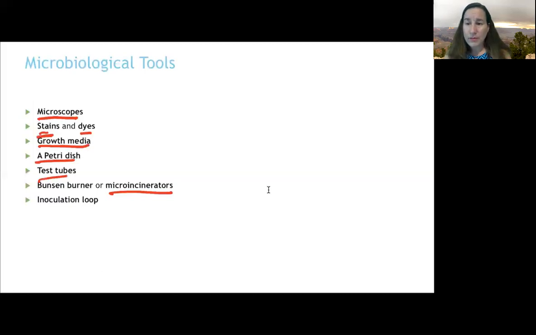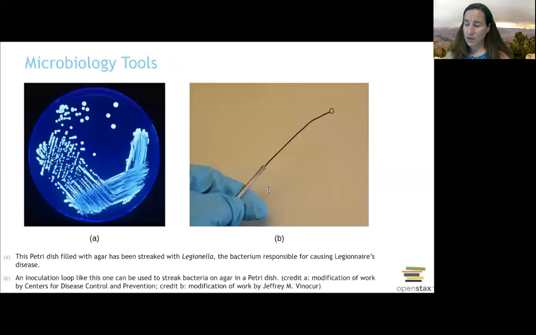So you will be able to play around with these virtually and use all of these tools virtually. Here's a great picture of the loop, and there are going to be steps involved in making something like this.